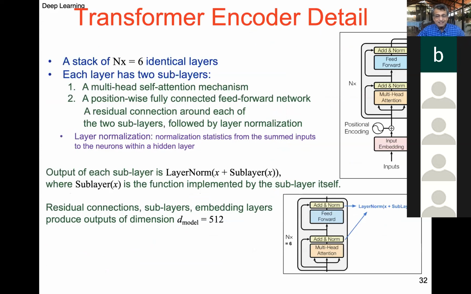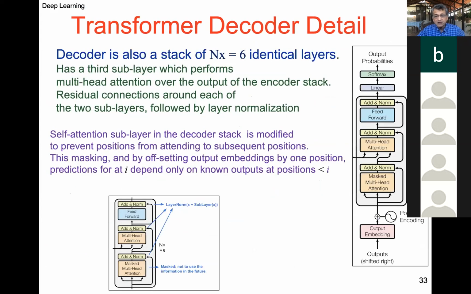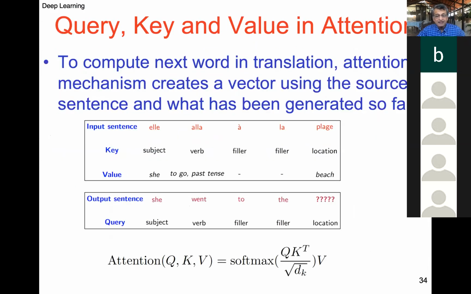And these slides here give a little bit more detail of the transformer encoder, then the transformer decoder, and more detail on the query, key, and value. Why do they refer to them as query, key, and value, which is interesting? Query is to compute the next word in a translation. Query is, okay, I need to get the next word in the translation. And so the attention mechanism creates a vector using the source sentence and what has been generated so far.